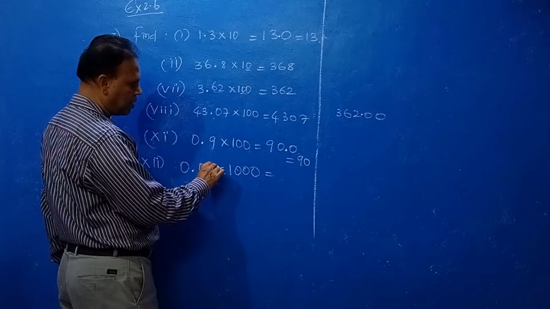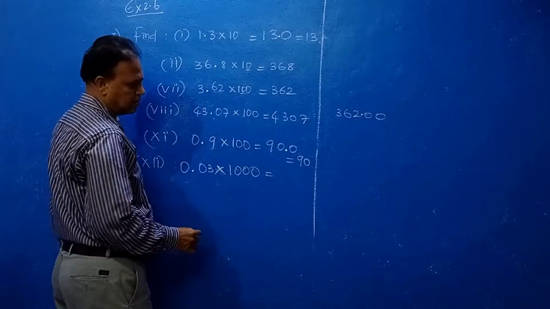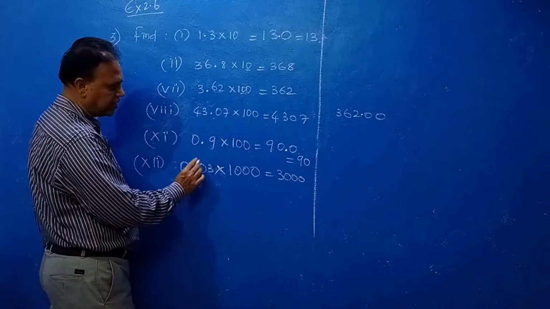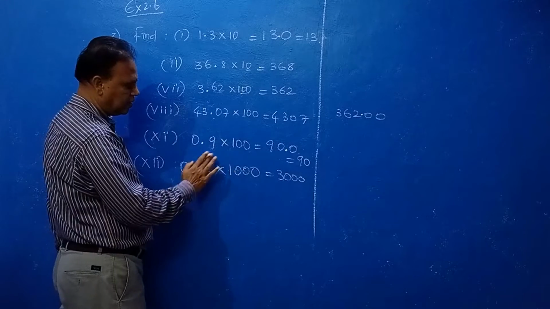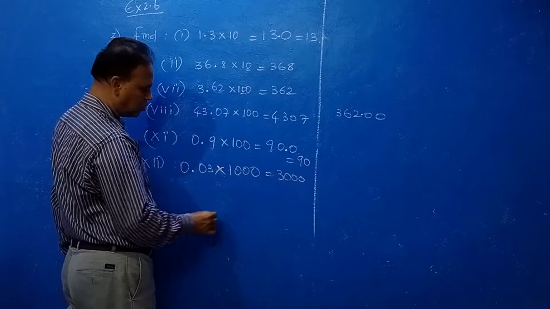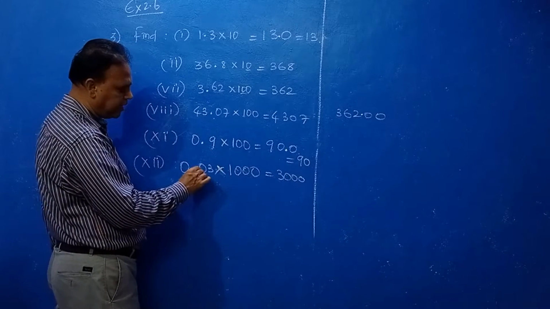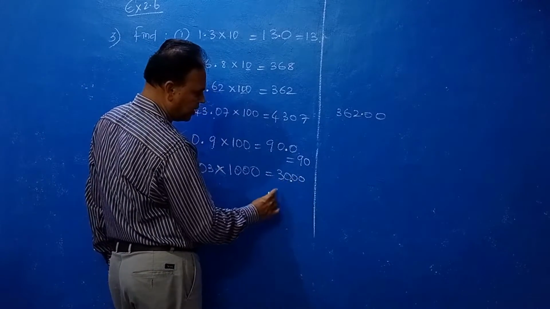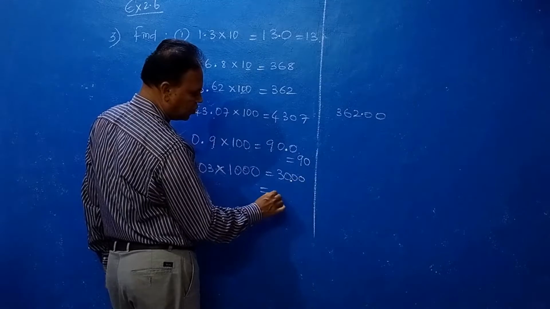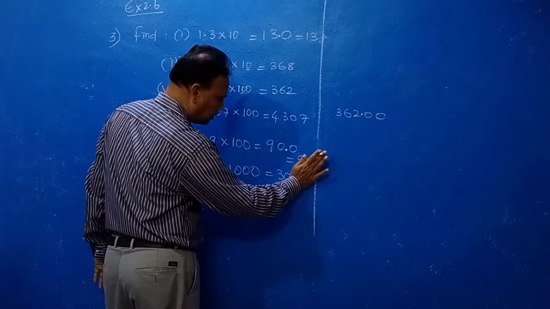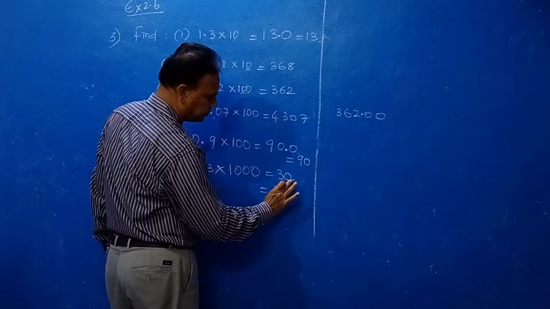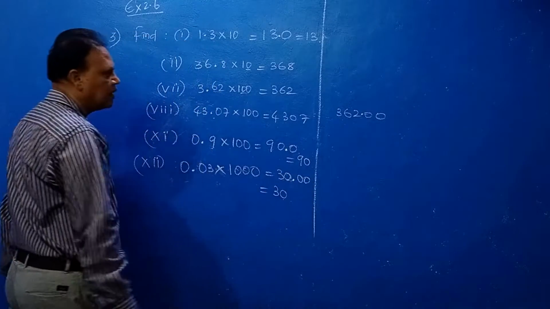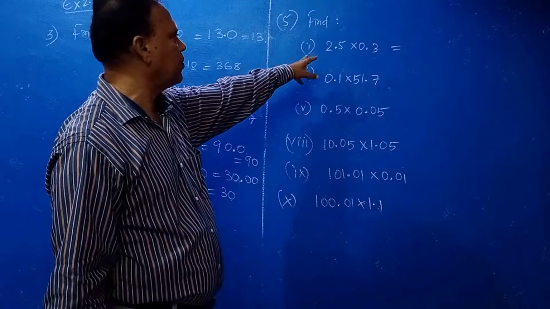Here also the same way. 3 into 1000, 3000 you write. Ignore the decimal and just multiply the numbers. Now after the decimal, how many digits? Two digits. So leave two digits and keep the point. That means 30.00, which is 30. Clear? You see the next problem.